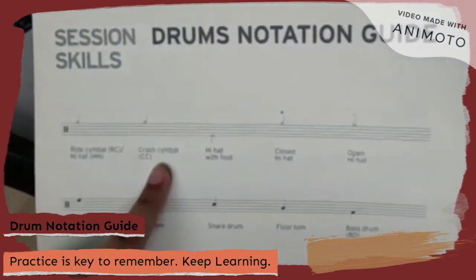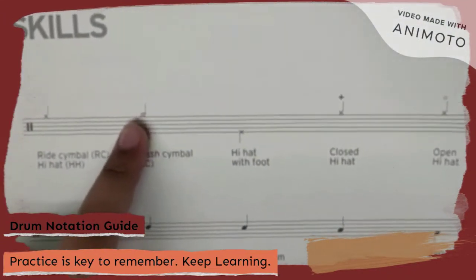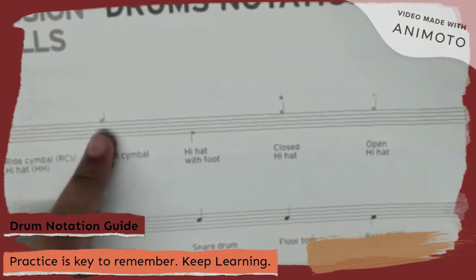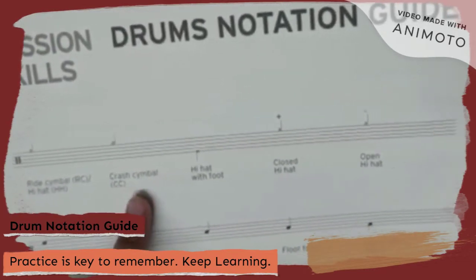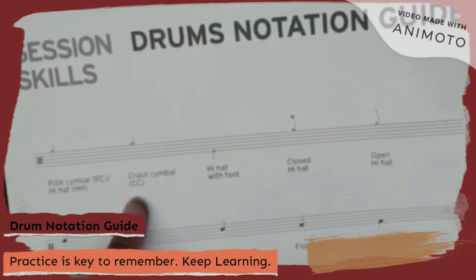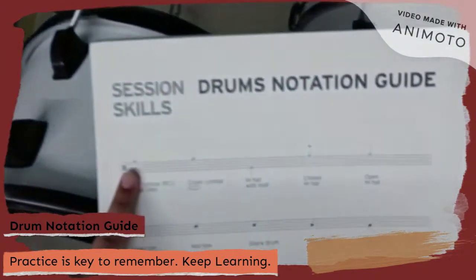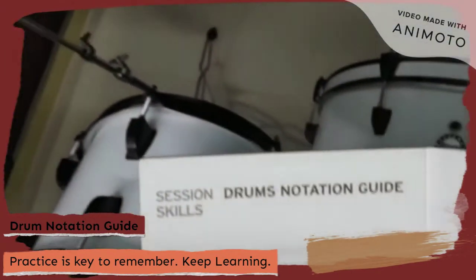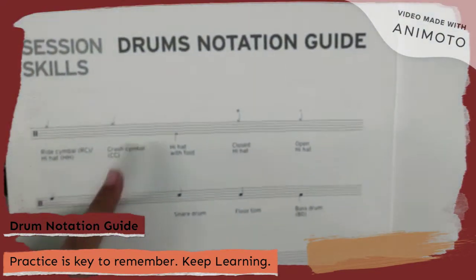Crash cymbal. There is a circle on the top of the first line and inside there is a cross. This crash cymbal is known as CC. This is our crash cymbal. This is the same as the first symbol here. We want to play it harder to make it a crash cymbal.